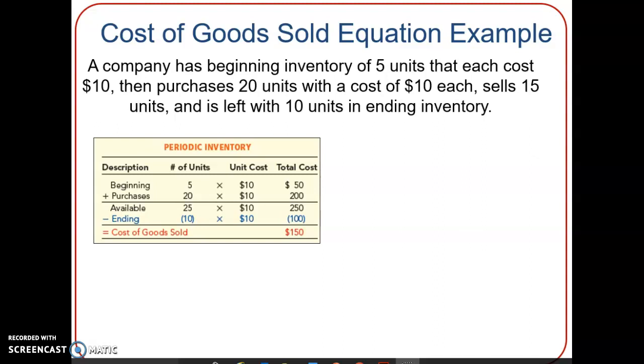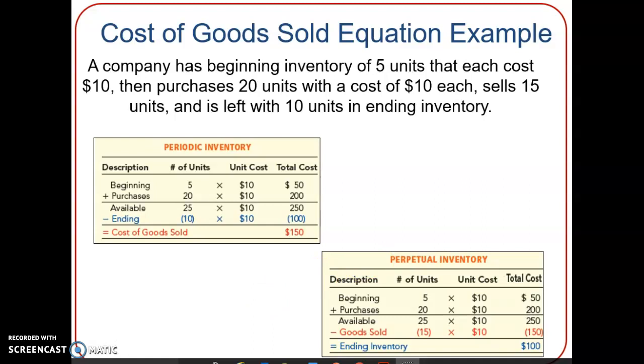All right, so under the periodic system, we know the cost of the beginning inventory is 5 units times $10 each equals $50. Purchases are 20 units times $10 each, that's $200. And then total available inventory is 50 plus 200, $250. The ending inventory, again, it's a periodic system, so the ending inventory is 10 units at $10 each, $100. So the cost of goods sold is $150.